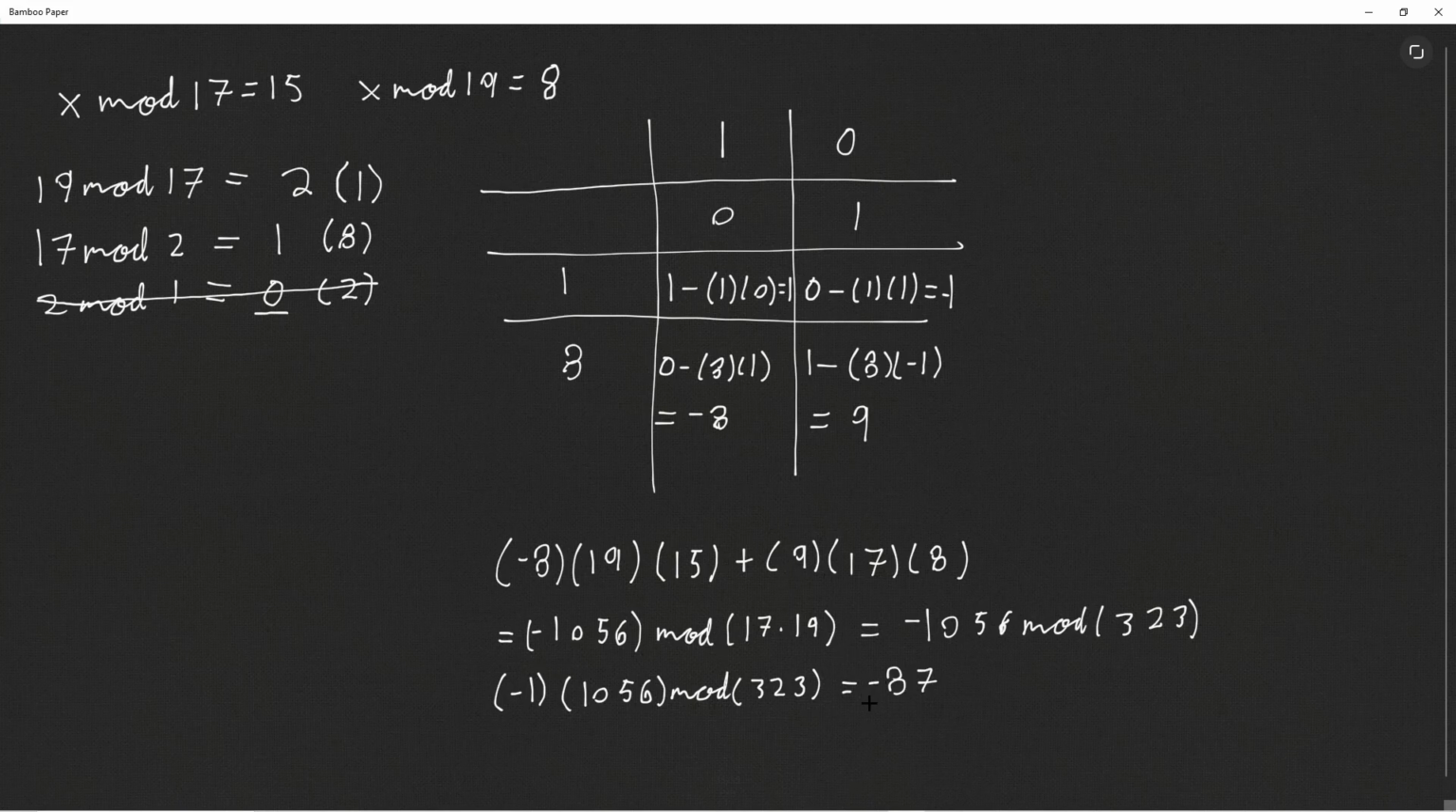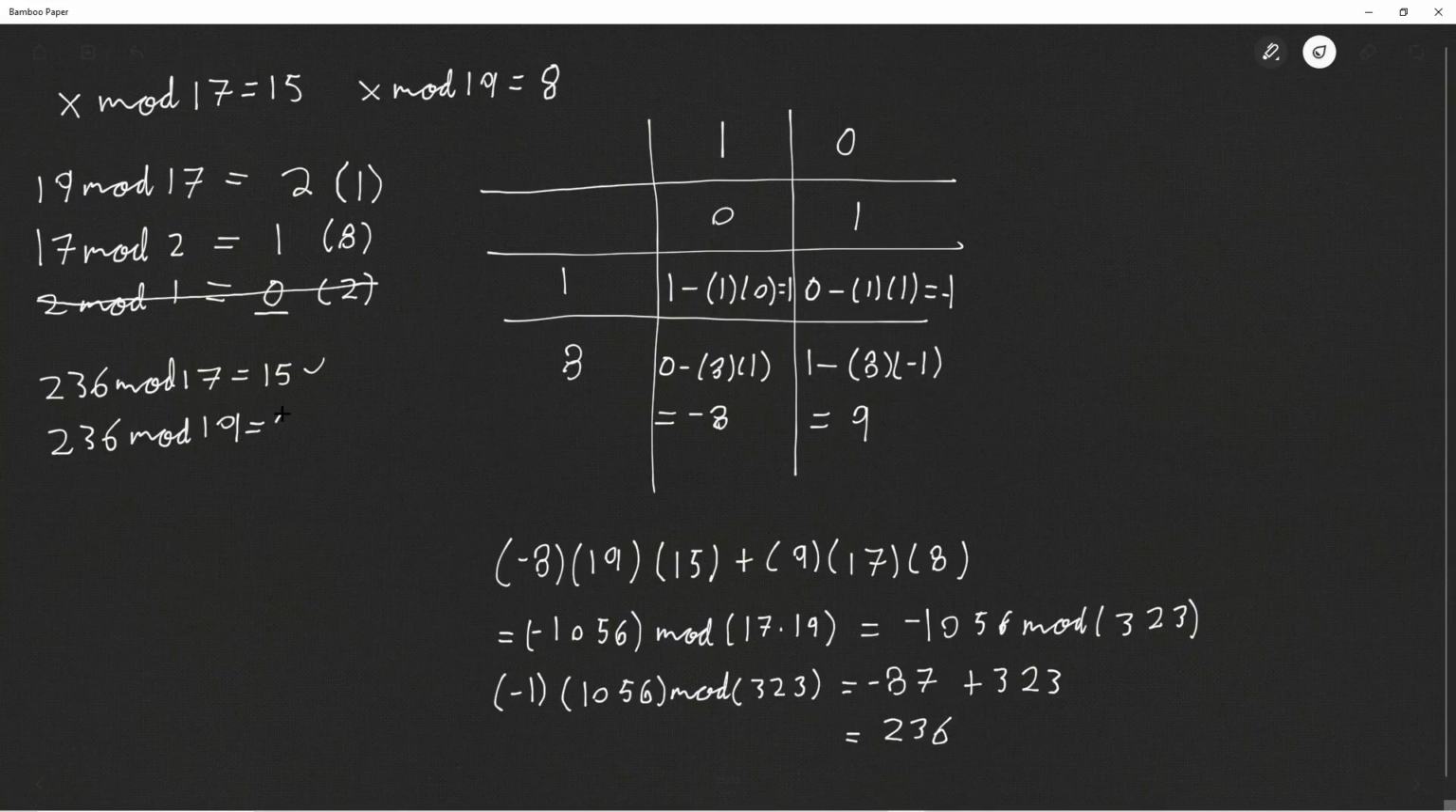And now this is a number that we're able to work with because we can just add 323, which will give us our final answer of 236. Then if you test it, we'll see that 236 modulo 17 does in fact equal 15, and 236 modulo 19 does equal 8.